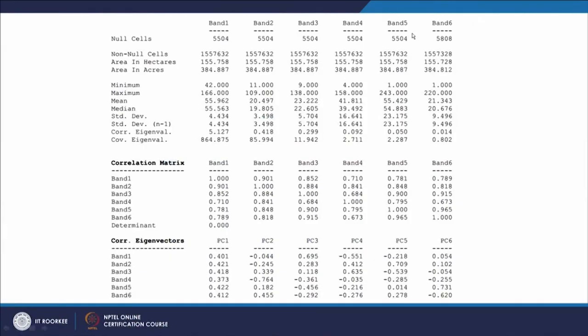This is generally the statistics which you will get: band 1 here, band 2, band 3, and band 7 basically. And this is the correlation matrix and these are the correlation eigenvectors. So band 1 is definitely 100% correlated with itself, so 1 is there. And similarly you can see how they are correlated: band 1 to band 2 is 0.9, a very high correlation, and therefore principal component analysis would be much more useful in such cases.